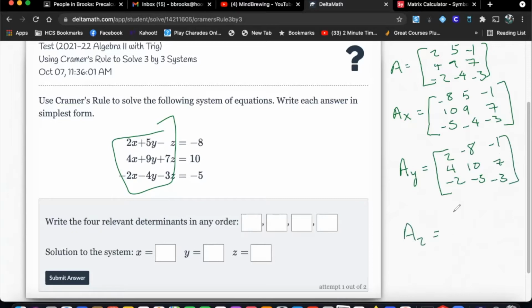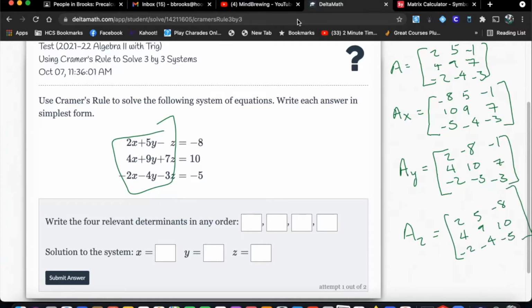And now we're going to do the last one, A in terms of Z. This is where we switch out the Z column. So we're going to have 2, 5, 9, 2, 4, -2, 9, 5, -4, and switching this column out, we end with -8, 10, -5. And we want the determinants of all of these.